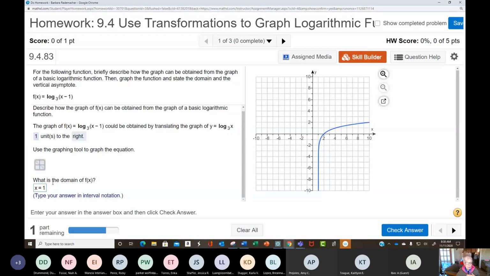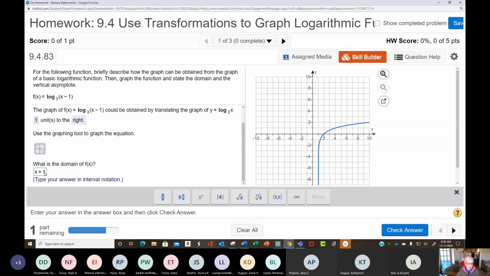What is the domain? Okay, open paren, 0, comma, infinity, close paren. There you go. I was getting careless.